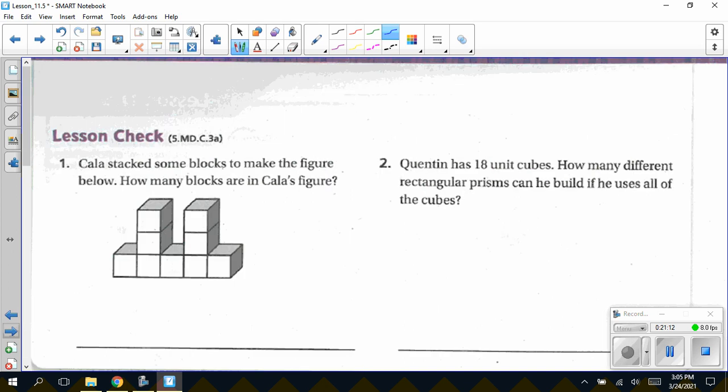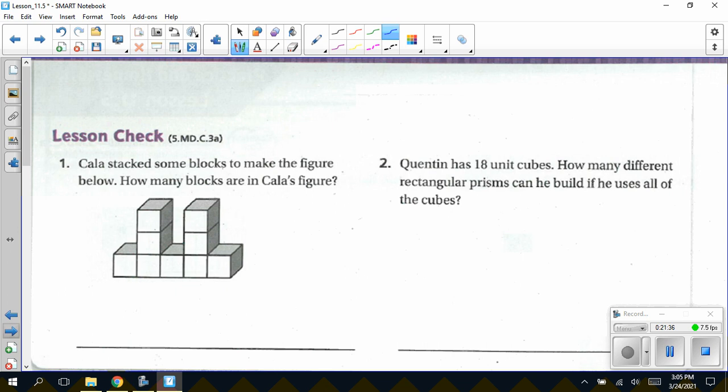On the back, number 1, they want to know how many blocks she has stacked, so you're just telling me how many unit cubes she's used. That is a fill in the blank. Number 2 is just like number 10 on the front. Quentin has 18 unit cubes. They want to know how many different rectangular prisms he can build if he uses all of the cubes.